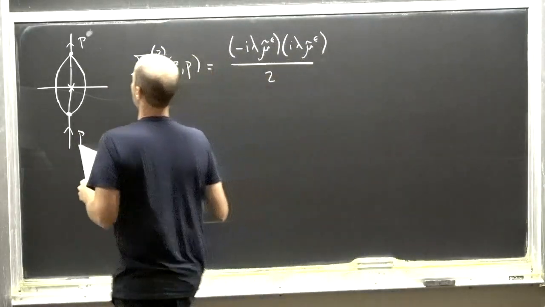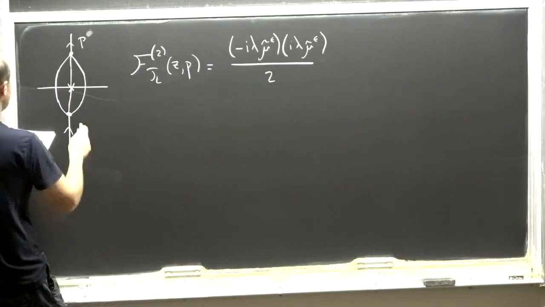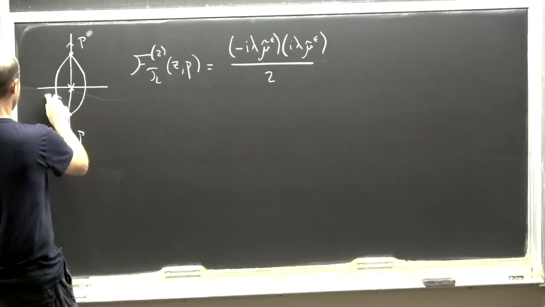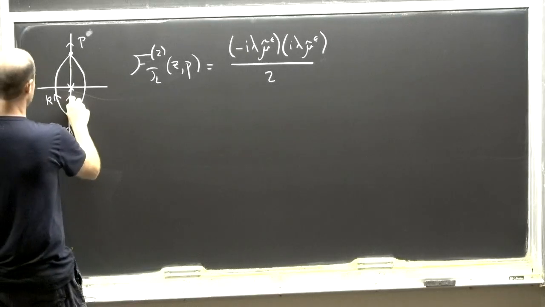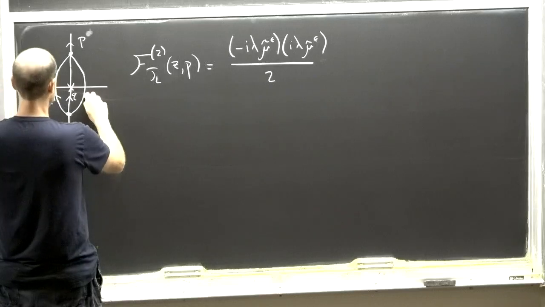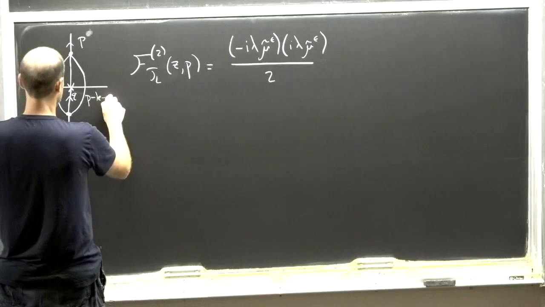Okay, and now we need to label the momenta here. So we're going to call this momentum going this way k. And the momentum going here that gets seen by the detector is q. And then by momentum conservation, this one is p minus k minus q.